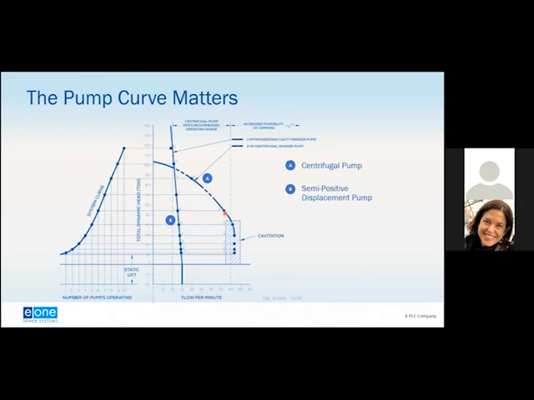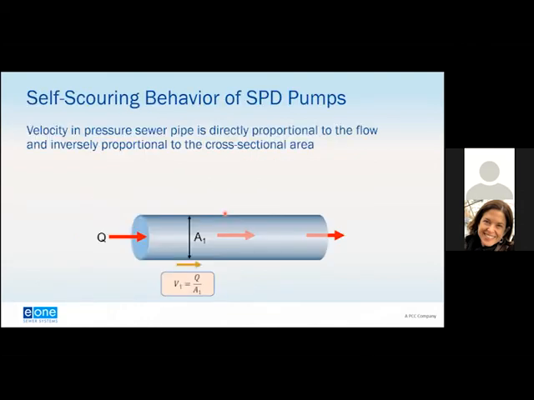Another thing that we can consider when we're looking at the benefits of semi-positive displacement pumps is what we would call the self-scouring behavior. Here, we're looking at your standard continuity equation. The velocity in a pressure pipe is directly proportional to the flow and inversely proportional to the cross-sectional area. The velocity is given by the equation Q over A.